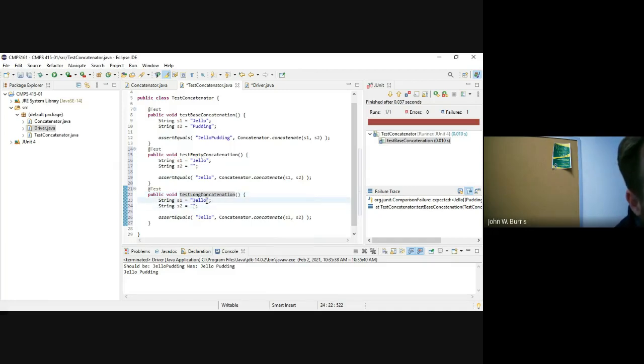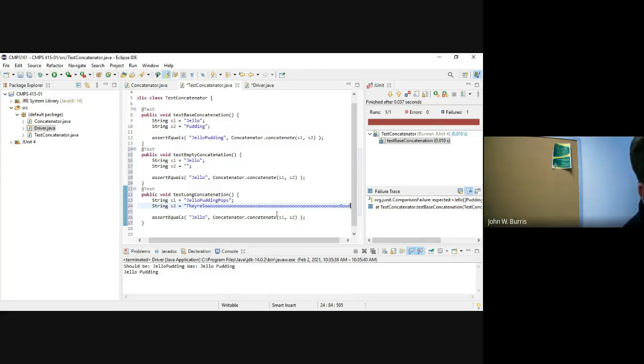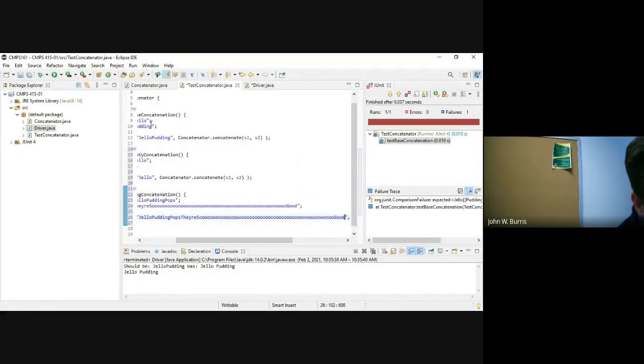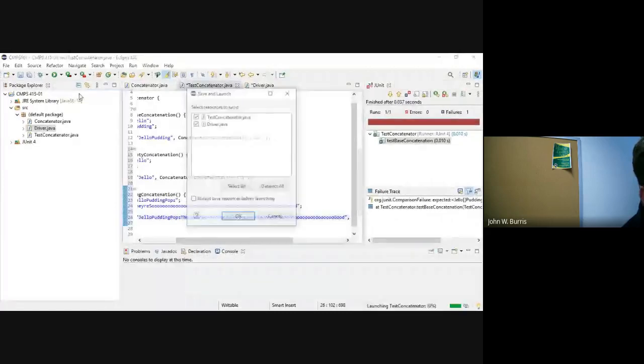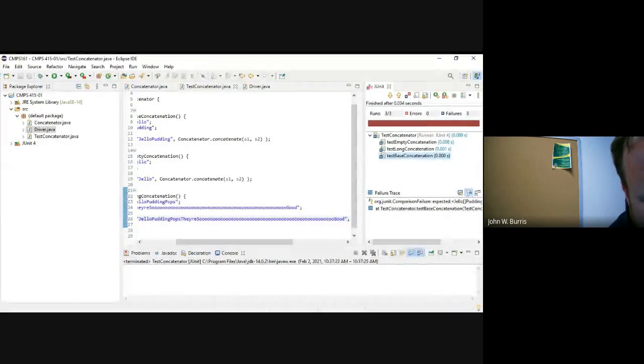So let's see. We run the suite. I actually have to do this. Run as a JUnit test case. And it says we failed all three. Failed all three. I actually wanted one of them to work. We have to check what each one of them is.